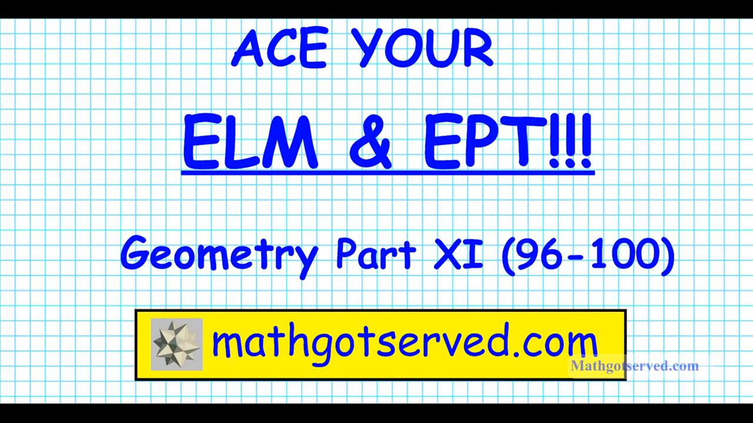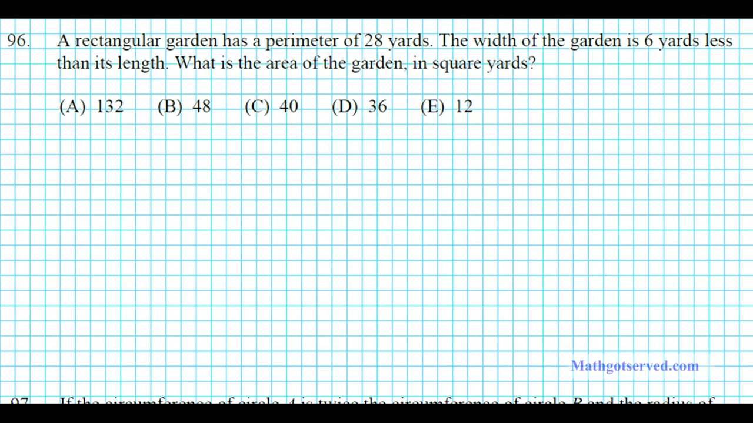All right, let's take a look at problem 96. It says a rectangular garden has a perimeter of 28 yards. The width of the garden is 6 yards less than its length. What is the area of the garden in square yards? So let's give ourselves a visual. It's helpful to do that of the situation.